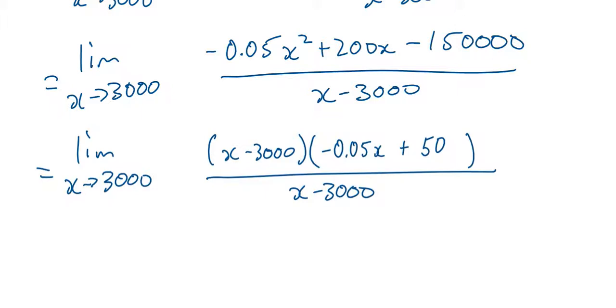So I got negative 0.05x plus 50. 150,000 divided by negative 3,000 is 50. How do I get the first number? Well, I just think about how this times this has to give me that. This coefficient is basically always going to be the same as that. Not necessarily always, but basically, right? Is that good?